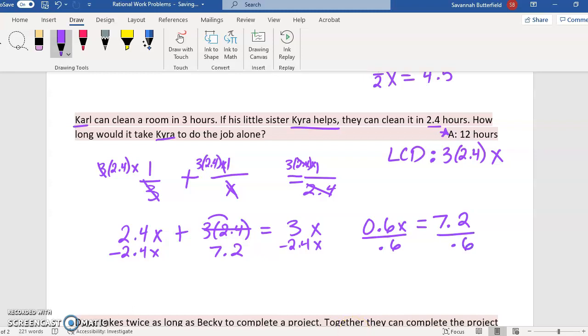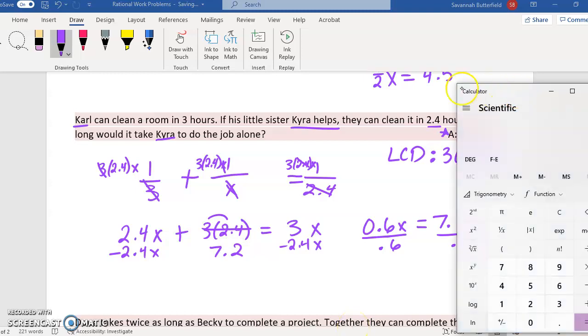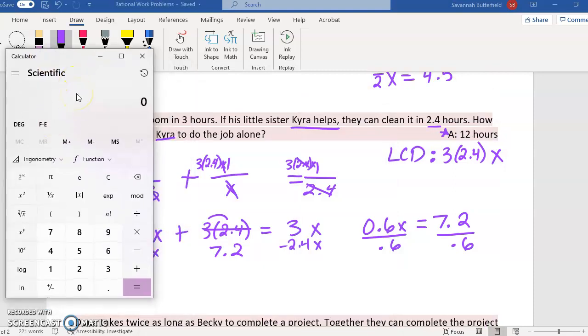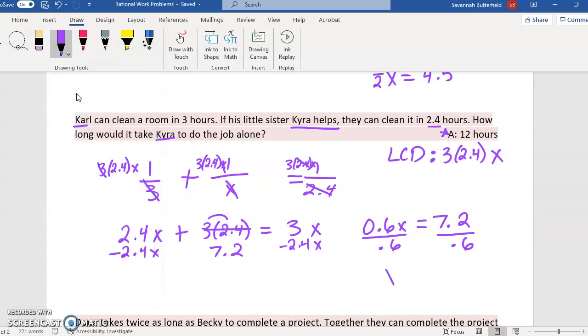And what I'm going to do is pull up my calculator. We can just use the one on my computer. Let's move him over. And we're just going to say 7.2 divided by 0.6. And we get 12. So we're going to say x equals 12. So Kyra can do it in 12 hours, which again, this is the answer we got right here. All the answers are here for you to double check that you're setting this up correctly.